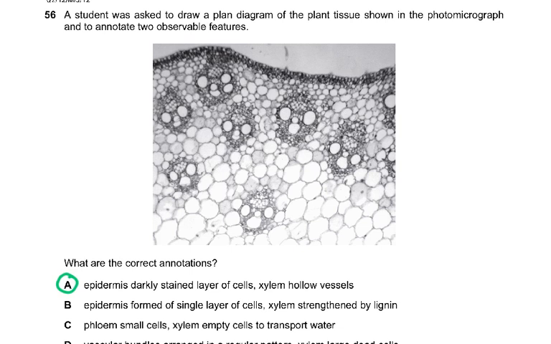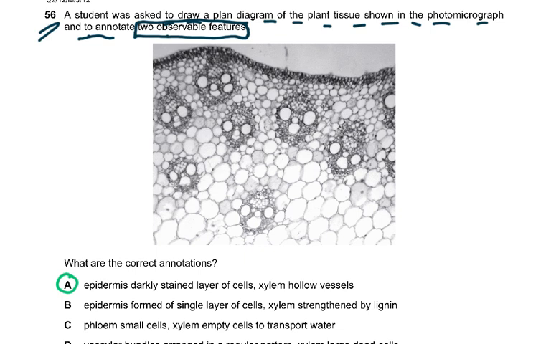Then question 56, a trick question. Why do I say it's a trick question? Because you don't read it very carefully. A student was asked to draw a plan drawing of the plant tissue shown in the photomicrograph and to annotate two observable features. Observable features we didn't read. You don't read "observe." What can you observe?